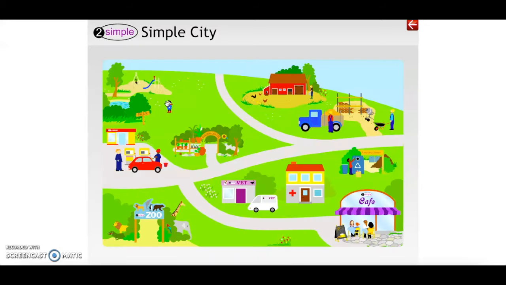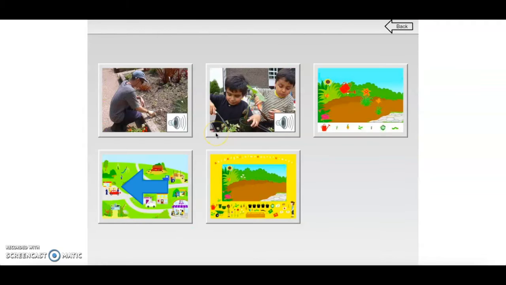This is the Simple City. In here we've got different spaces that the children can access. There's a park, there's a farm, there's a building site, there's a hospital, a cafe, a vets, a zoo. And just for example, if we click on the garden centre, seeing as we've been learning all about planting and growing, this is quite appropriate at the moment.